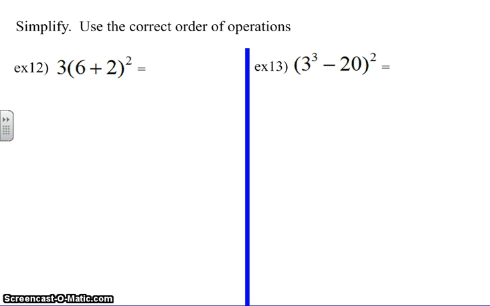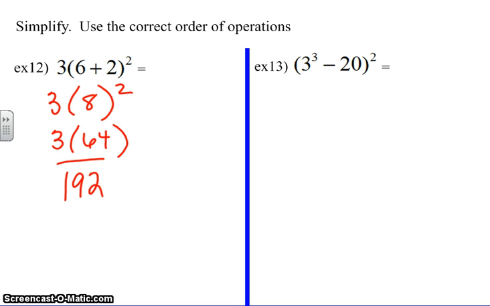Moving on, now we are going to be simplifying using the correct order of operations. So remember, PEMDAS: parentheses, exponents, multiplication, division, addition, subtraction. So if we look at this in example 12, 3 times (6 plus 2) squared, we want to do what's in parentheses first. So 6 plus 2 is 8. And we have to remember to bring down our exponent. 8 squared is what we do next, exponents. So 3 times 64. 3 times 64 is 192.